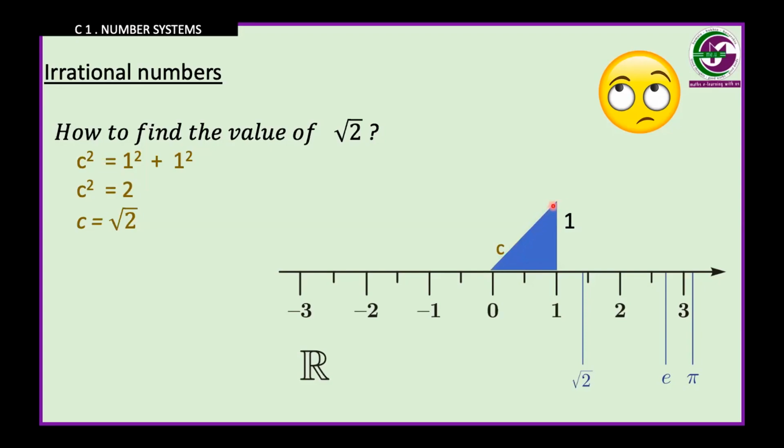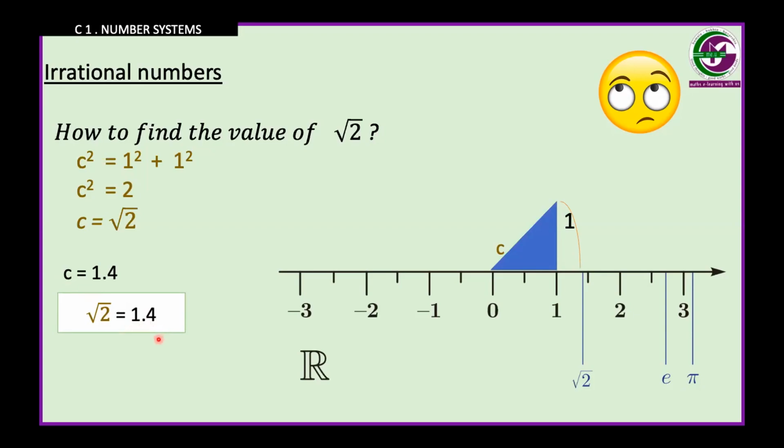So when you draw a circle using this radius, see what will happen. It will meet at a point on the line which is very close to 1.5. And when you expand this number line, you can see that this is between 1.41 and 1.42. So in general, we say that the answer of C, which is square root of 2, is equal to 1.4.